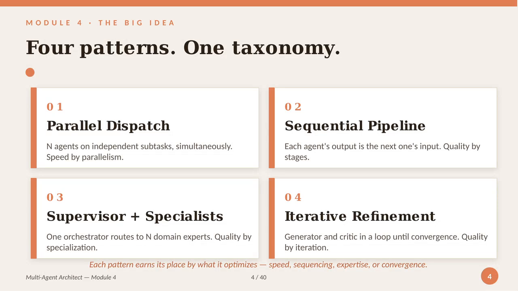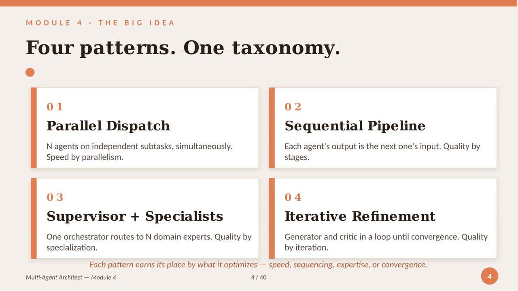Map of the territory. 4 canonical orchestration patterns. 1. Parallel dispatch. N agents work on independent subtasks simultaneously. The pattern optimizes for speed by parallelism. Total wall clock time becomes the slowest worker, not the sum. 2. Sequential pipeline. Each agent's output is the next agent's input. The pattern optimizes for quality through stages. Each stage gets a focus job, and the contracts between stages catch failures early.